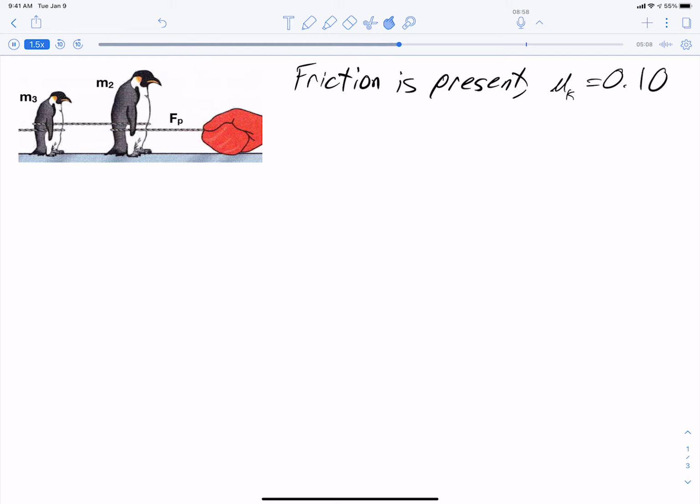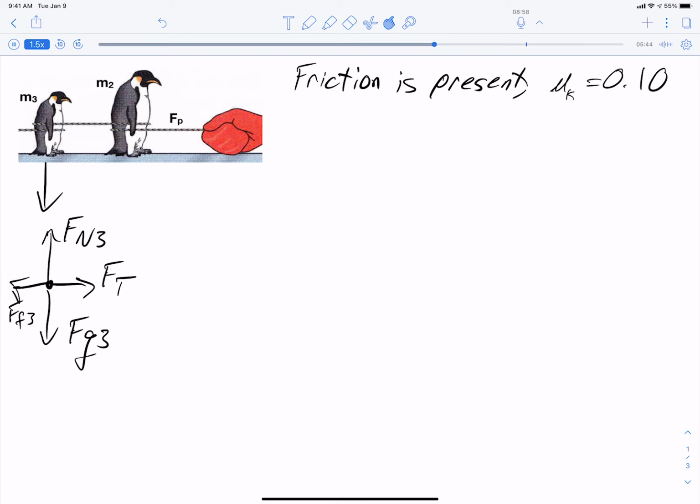So let's say we'll draw the free body diagram for this penguin. It's going to have some force of tension pulling to the right. It's going to have a normal force pointing up and a force of gravity pointing down. Now I should really label these. Okay, so that's penguin 3, so I'll label that normal force 3 and force of gravity 3. And then there's also going to be a force of friction. Again, need to label that with a 3.